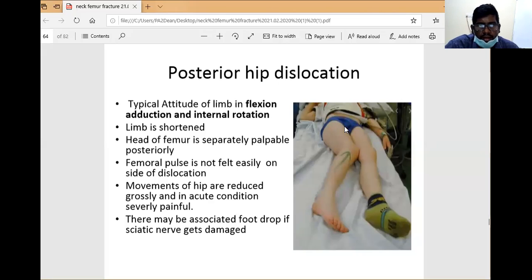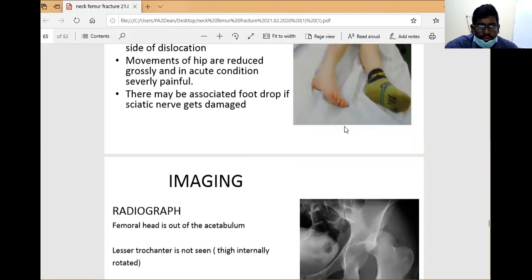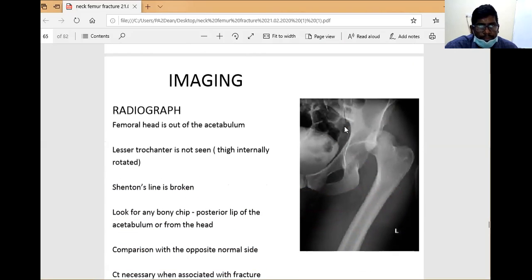So here the head of the femur is the bony prominence to feel the femoral pulse. This is called vascular sign of Narath positive. Another is movements at the hip are reduced and painful. There may be associated foot drop if the sciatic nerve is also involved.